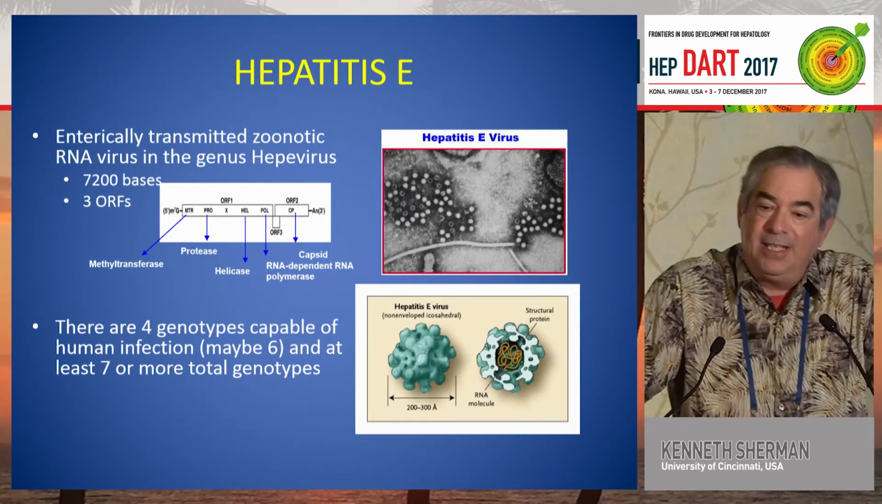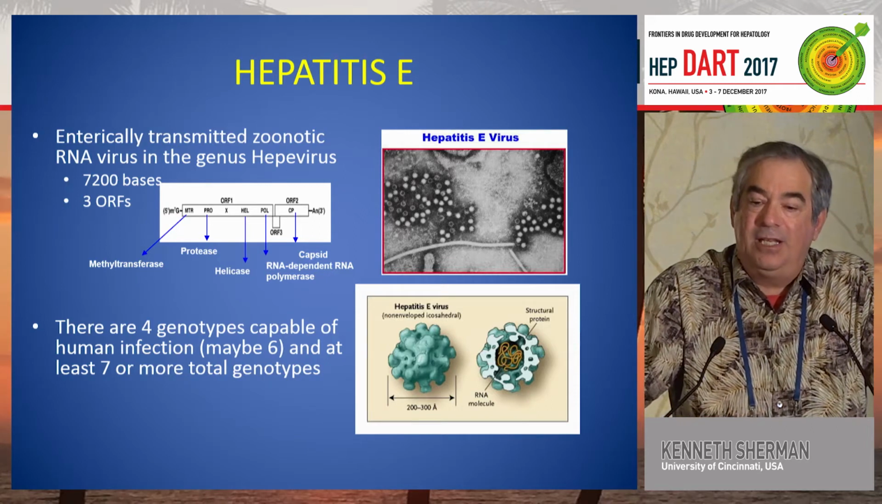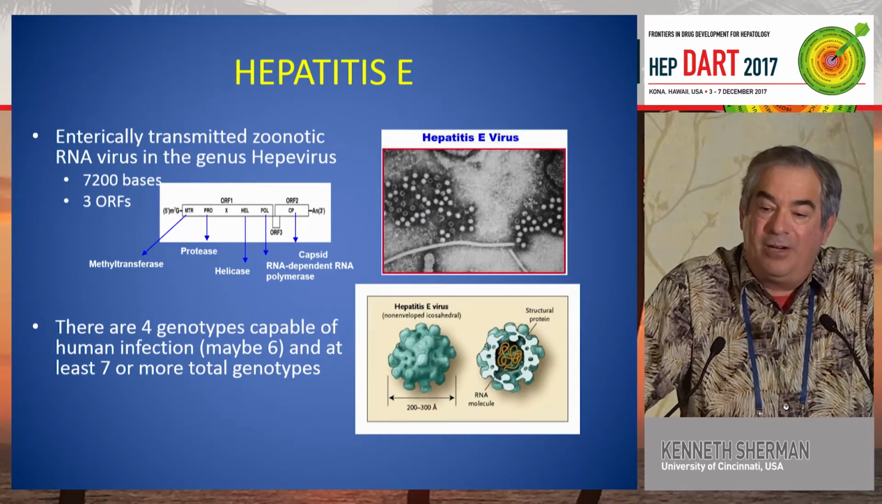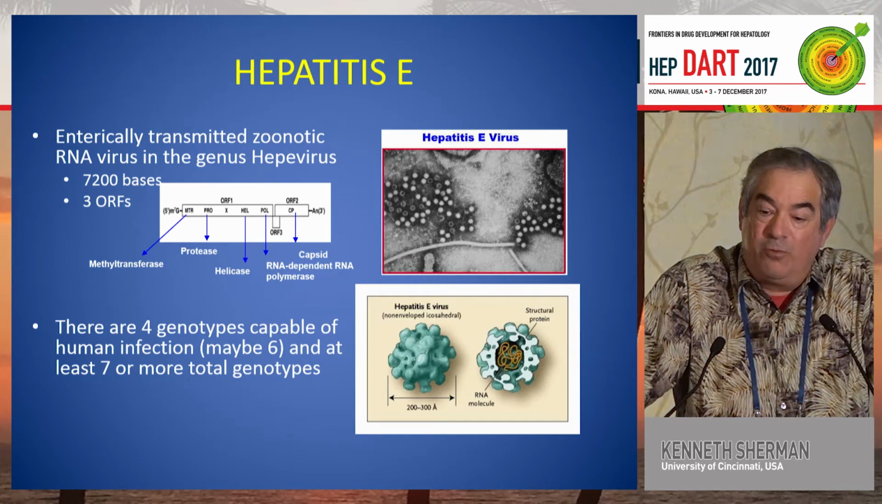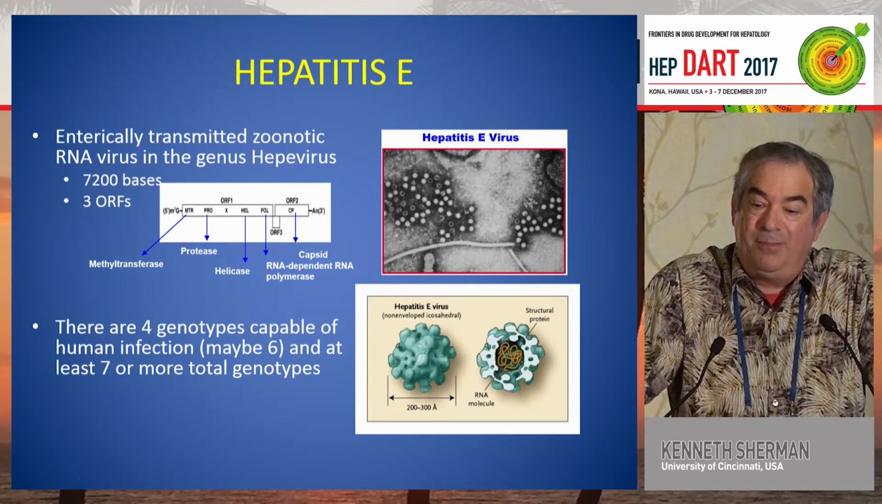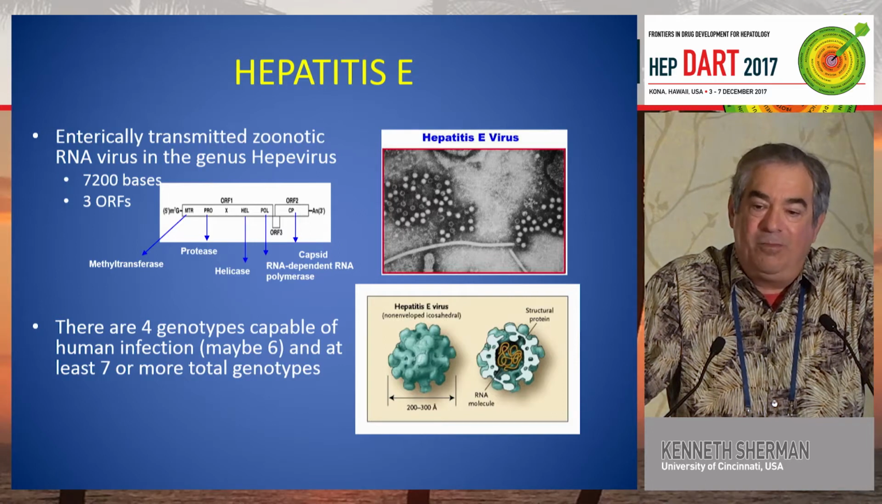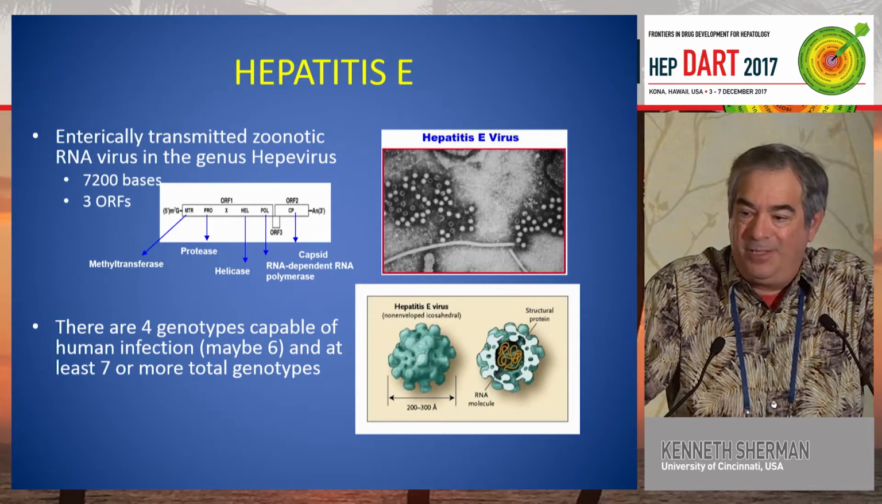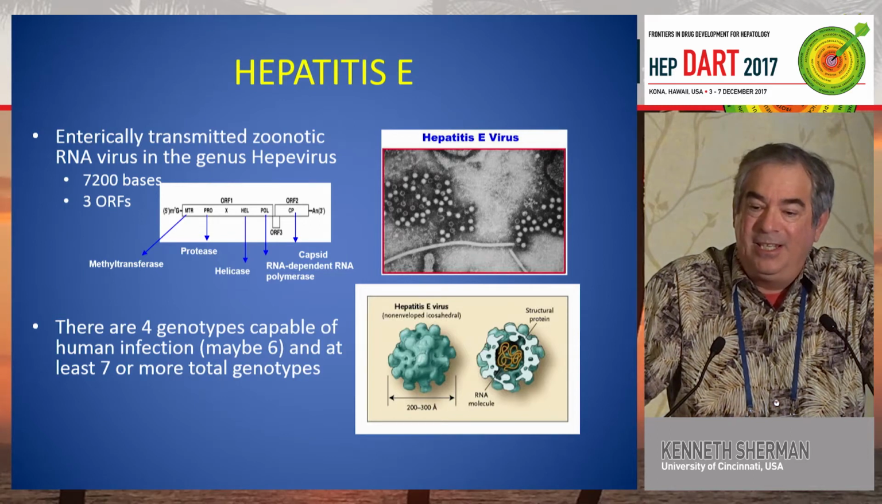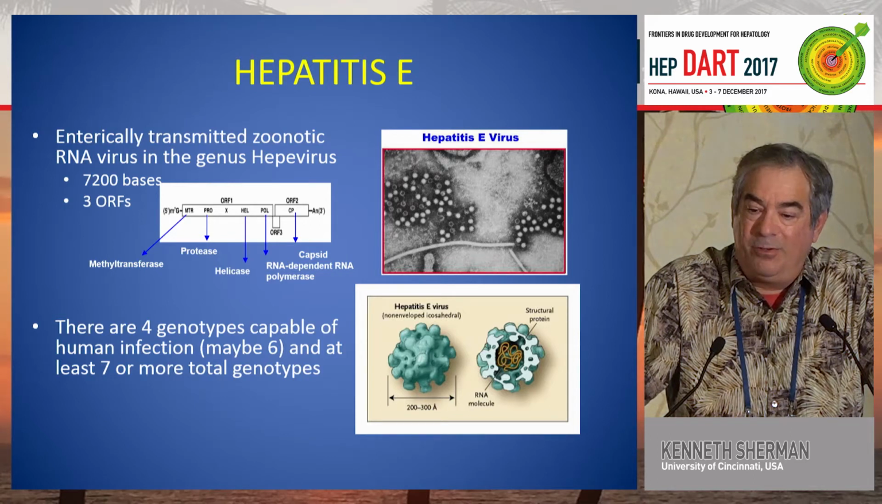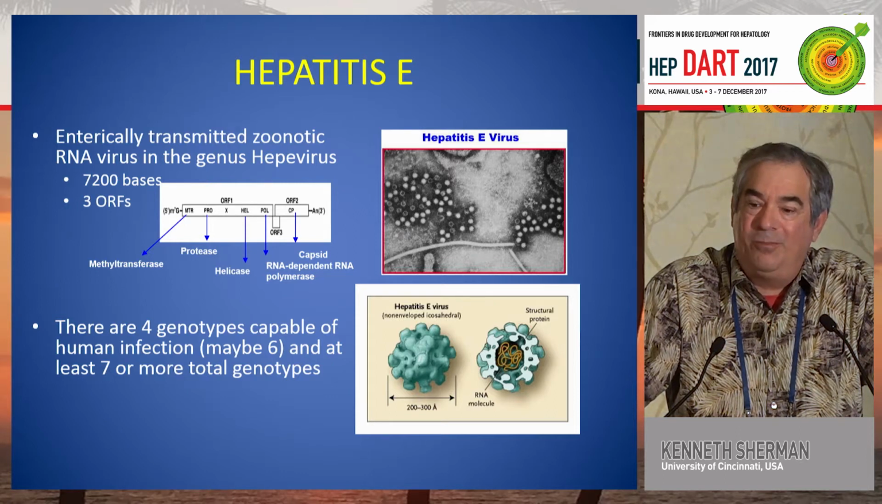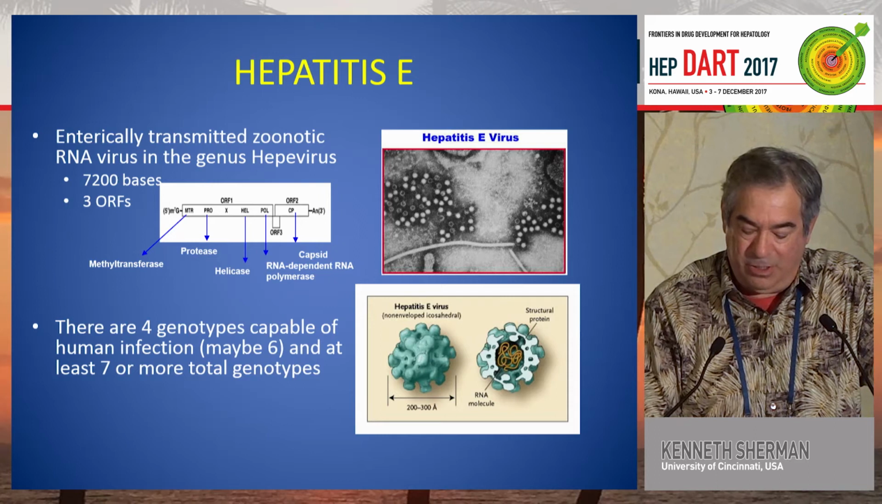So what is it? It's an enterically transmitted zoonotic RNA virus. There are 4 primary genotypes capable of human infection, though recently we have reason to believe at least 6 will infect humans, maybe 7 or 8. And there are at least 7 or more total genotypes. As we look through the animal kingdom, we find new, unique forms.